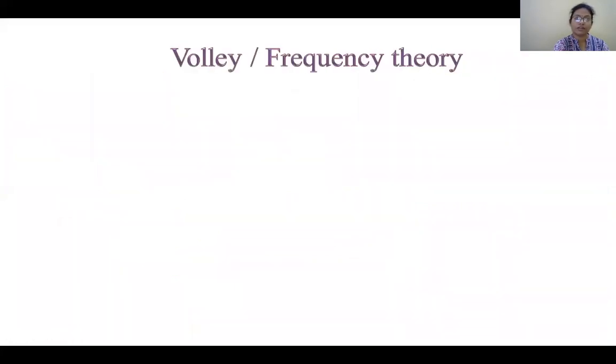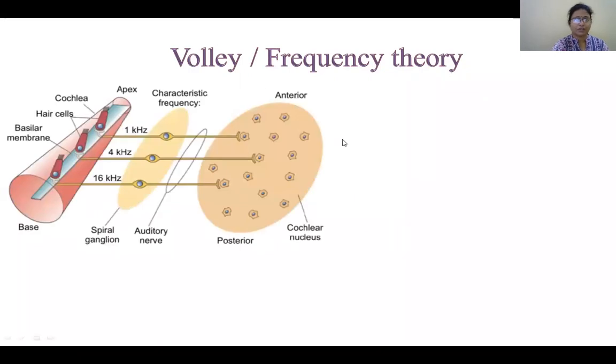Coming to Wever's volley theory or frequency theory. Now, as I have said before, in the cochlear nucleus also a specific tonotopic map is followed. That is, the anterior section responds to lower frequencies and the posterior section responds to higher frequencies. Now in the volley theory, this is usually set for frequencies towards the lower section, that is less than 2000 Hertz. So this theory plays a role.